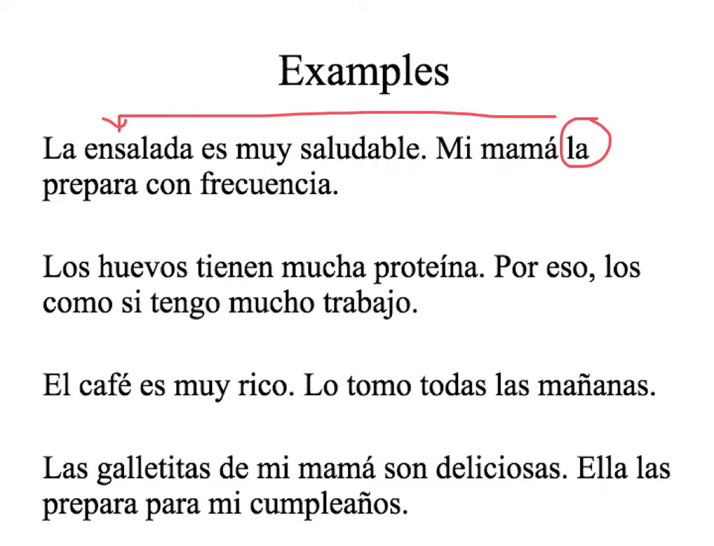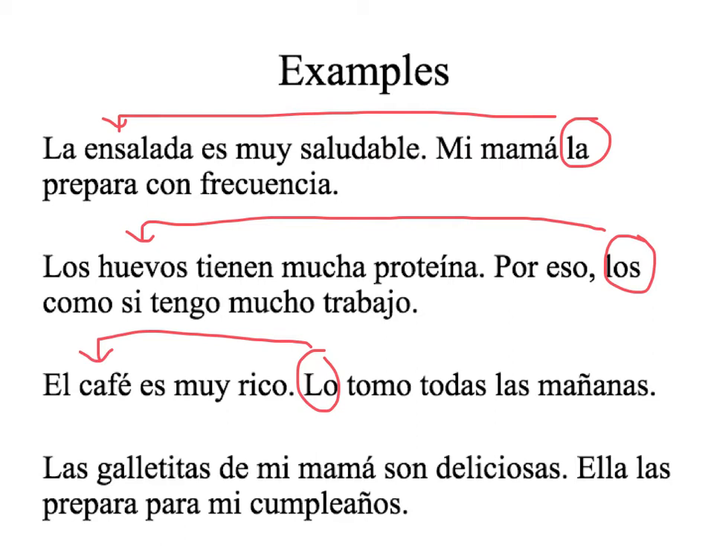Let's look at the second one. Los huevos tienen mucha proteína. Por eso, los como si tengo mucho trabajo. First of all, let's identify the direct object pronoun in that second sentence. It's los, them, and in this case, it's referring back to los huevos. Let's take a look at the third one. El café es muy rico. Lo tomo todas las mañanas. So first, identify the direct object pronoun in the second sentence. In this case, it's lo, and we can see again it's before the verb, and it refers to el café.